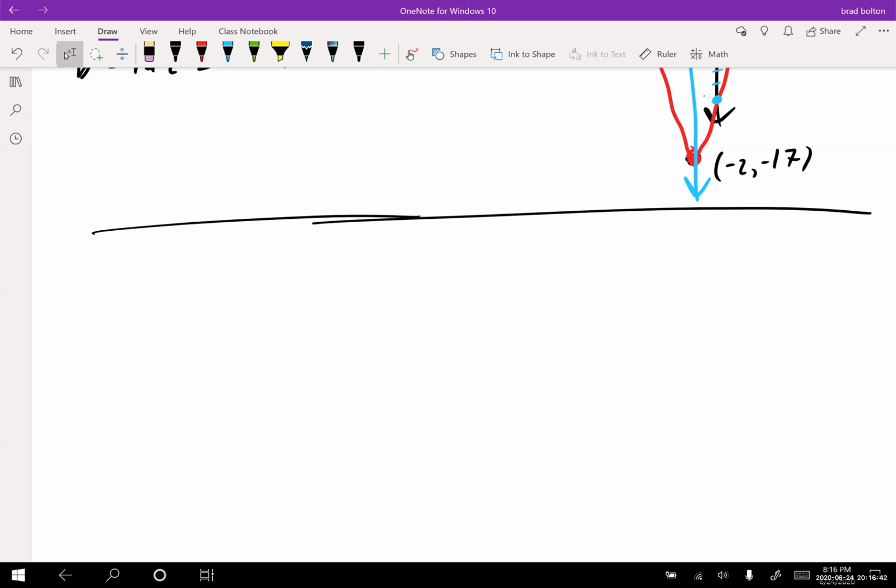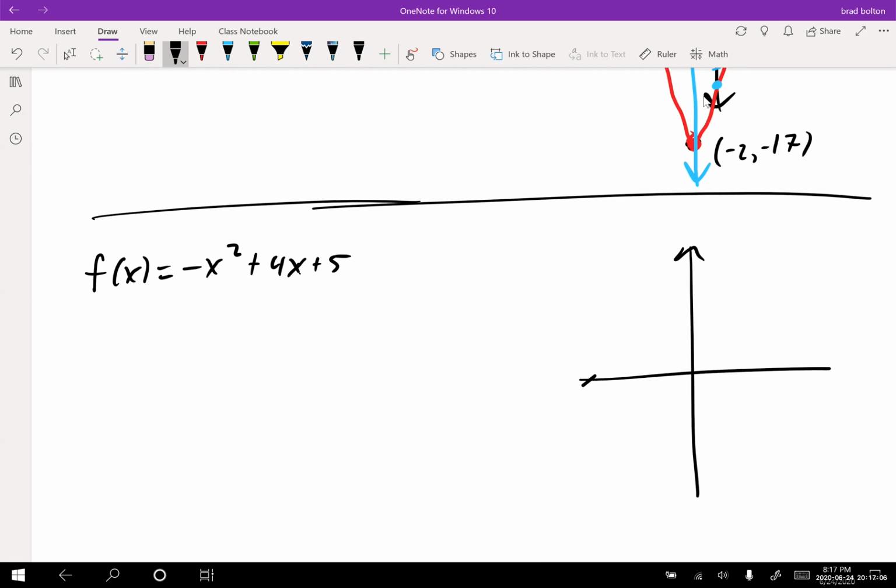Okay, so let's look at this one. So suppose we have f of x equals -x² plus 4, no, that's the wrong one. Oh, here we go. -x² plus 4x plus 5, okay? So what I'm going to do is try to graph this one once again. 1, 2, 3, 4, 5. Okay, so we kind of got it.